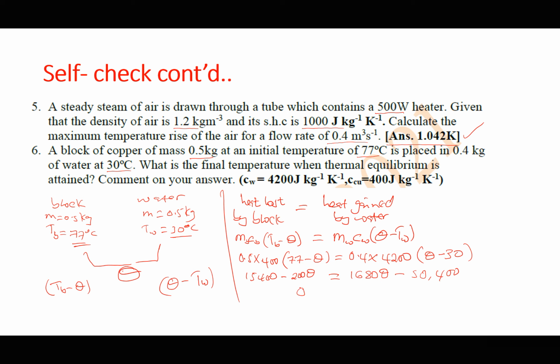Now we'll skip some steps and just find theta. I'll have 50,400 plus 15,400. Then I divide by, when this crosses, 1680 plus 200. I'm finding my value of theta as exactly 35 degrees Celsius. Because the temperatures have been given in degrees Celsius, I know that theta will be 35 degrees Celsius. This is what we call heat exchange or energy exchange, thermal energy exchange.